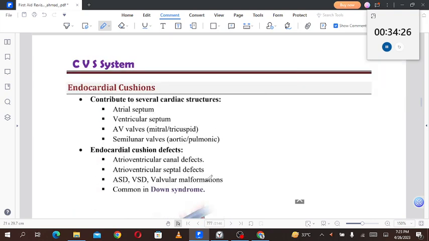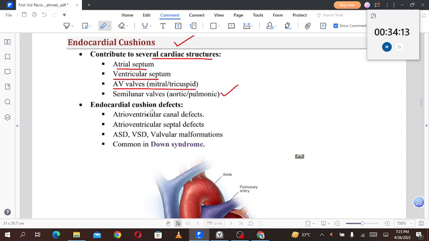Now let's move over to the endocardial cushion. What is the endocardial cushion? It contributes to several cardiac structures: the atrial septum, the ventricular septum, the AV valves, mitral and tricuspid valves, and the semilunar, or aortic and pulmonary, valves. Endocardial cushion defects: atrioventricular canal defects, atrioventricular septal defects, ASD, VSD, and valvular malformations, common in Down syndrome.